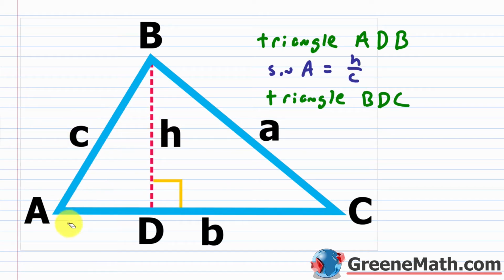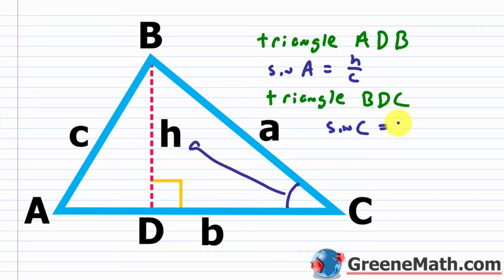If you use a similar thought process and look at angle C, what is the sine of C? Now it's going to be the opposite, which is H, over the hypotenuse, which is a here. So let's grab these two results and write them over here. The sine of angle A was H over c, and the sine of angle C is H over a.